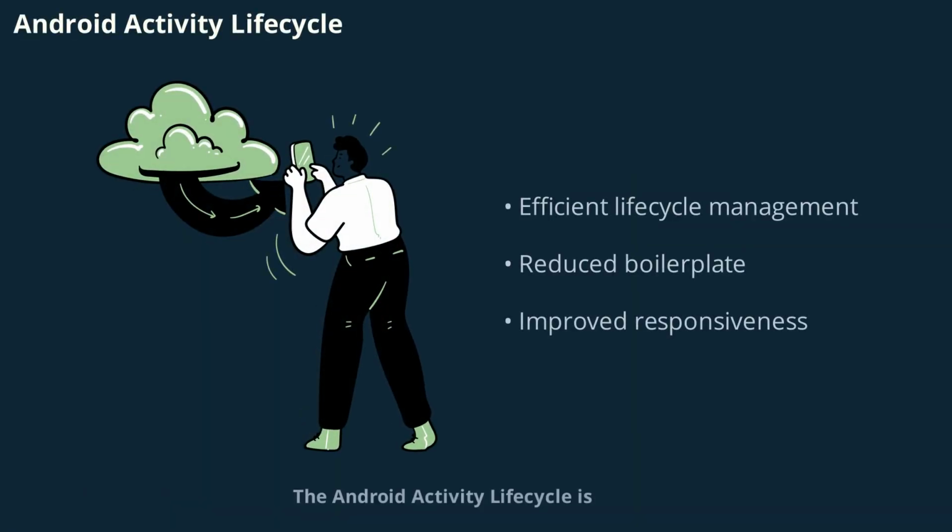The Android activity lifecycle is crucial for ensuring seamless user interaction. Kotlin's features can help manage lifecycle events more efficiently, reducing boilerplate and improving app responsiveness. Understanding how Kotlin interacts with the lifecycle is key for building robust Android applications.